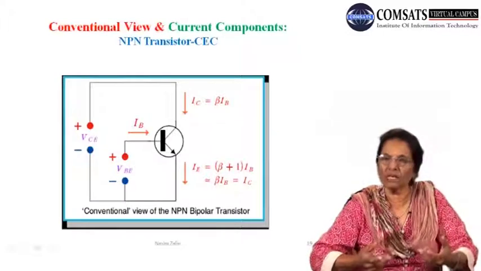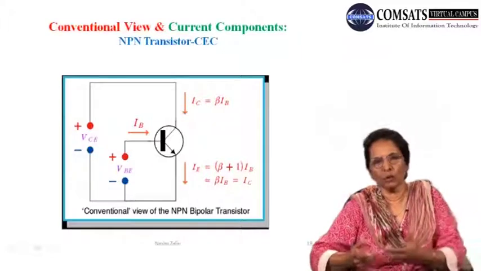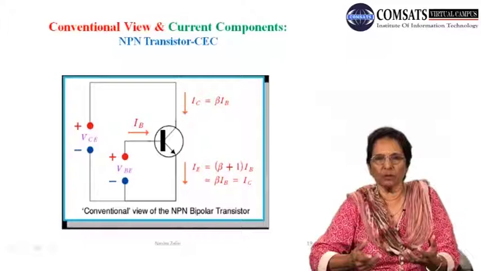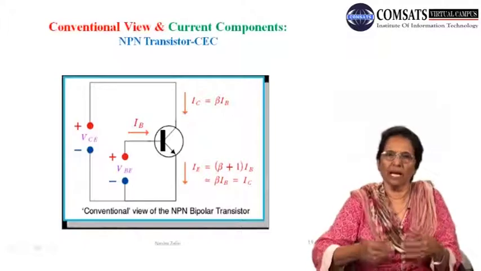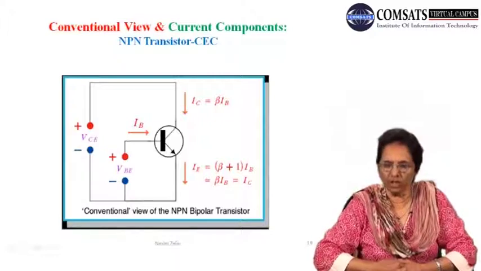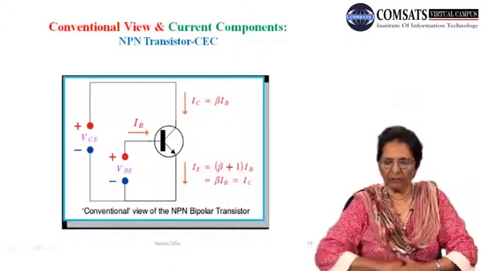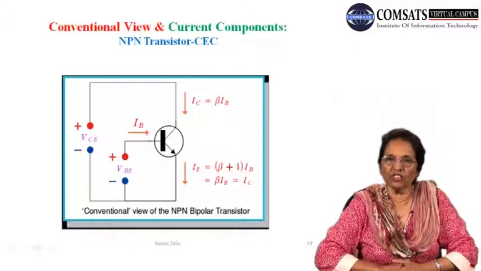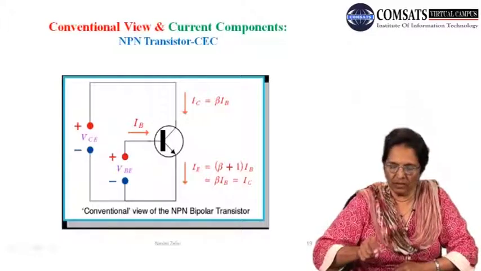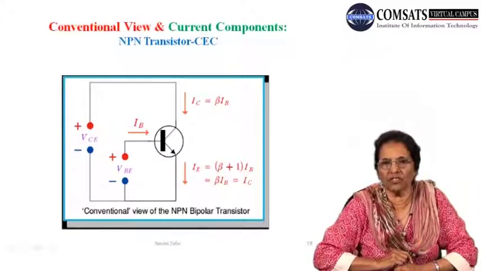Now this is a very qualitative circuit which shows how the biasing, what are the biasing between emitter base diode and between base and collector diode. So let's look at the other diode which is between base and collector. Now by looking at the arrowhead, I just said that this is a conventional view of the NPN transistor.